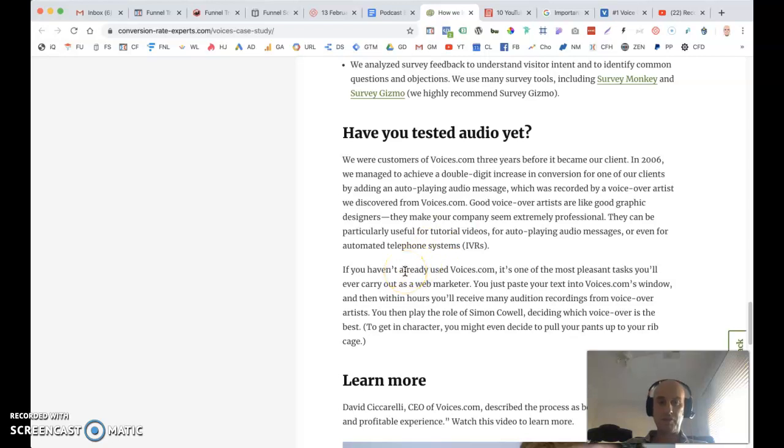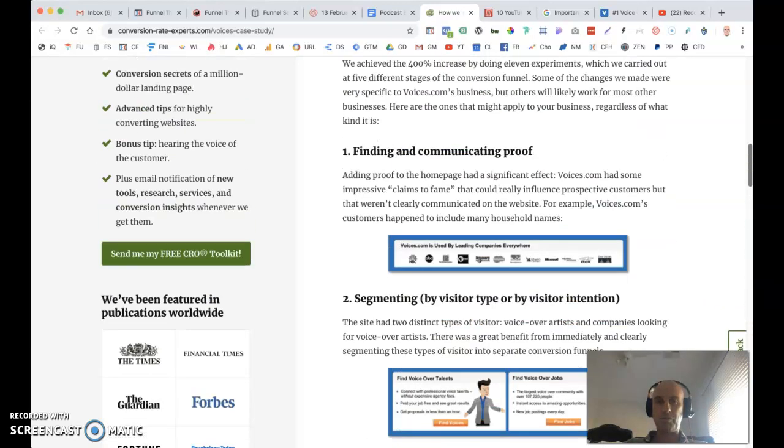It says here, if you haven't already used voices.com, it's one of the most pleasant tasks you'll ever carry out as a web marketer. You paste your text into voices.com's window, and then within hours you'll receive many audition recordings from voiceover artists. So that's an interesting concept as well. So that's pretty much all I've got for today. Some interesting lessons learnt there from this test with voices.com.